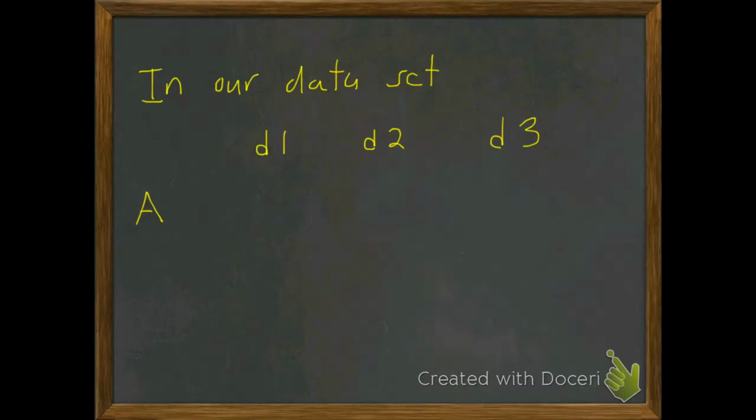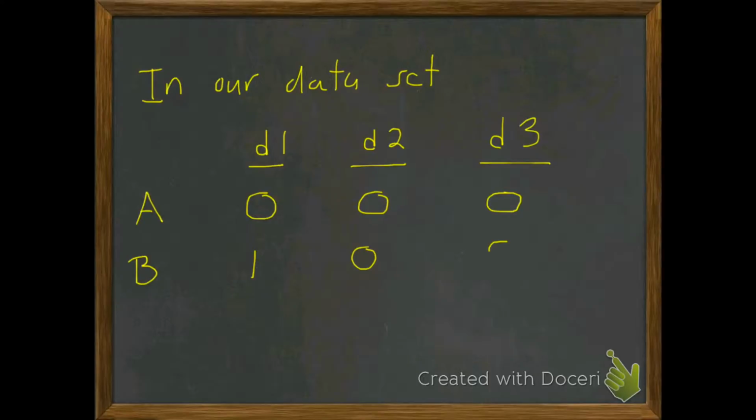for School District A? Well, D1 says if it's not School District B, we give it a 0. D2 says if it's not School District C, we give it a 0. D3 says if it's not School District D, we give it a 0. Okay? What's a School District B going to look like? Well, D1 says if it's not School District B, we give it a 0. If it is School District B, we give it a 1.